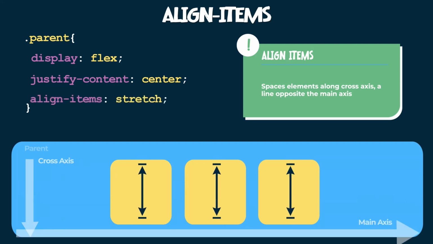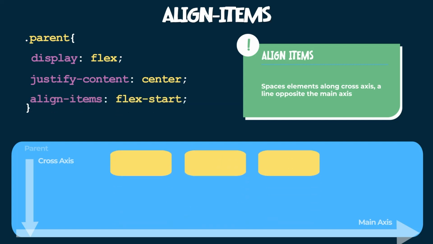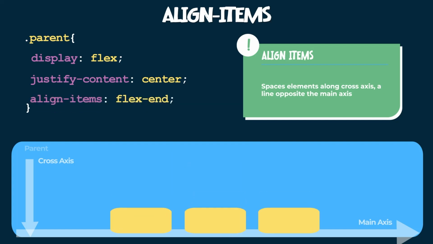By default, it has the value of stretch, which forces it to take up as much space as possible, in this case vertically. Similar to justify content, we can also use flex start to push the elements towards the start of our parent container, as well as flex end to push them towards the end. There is also the option to center them using the center value.